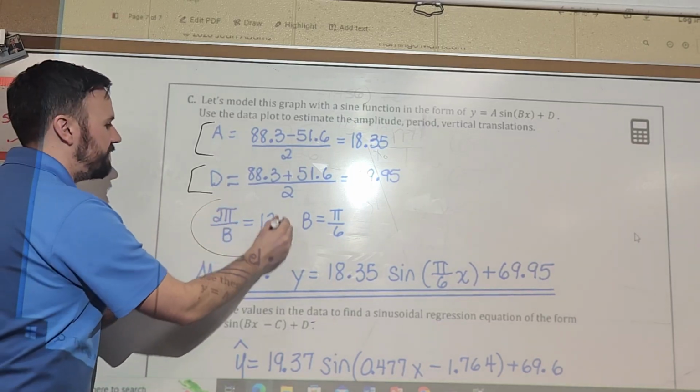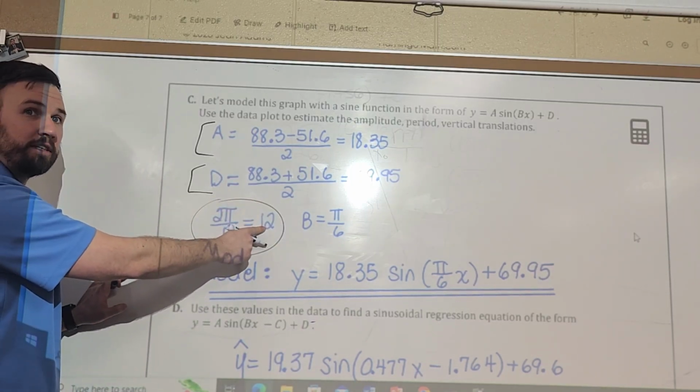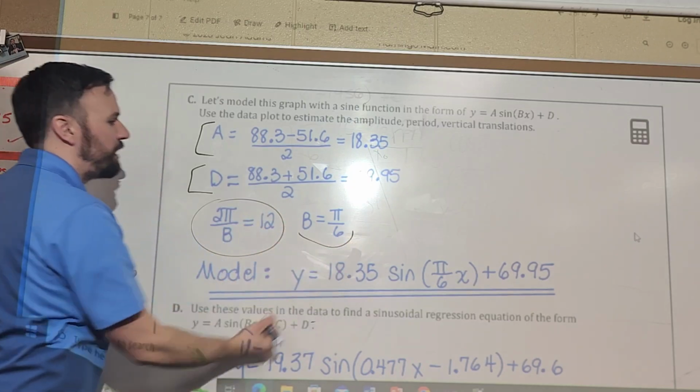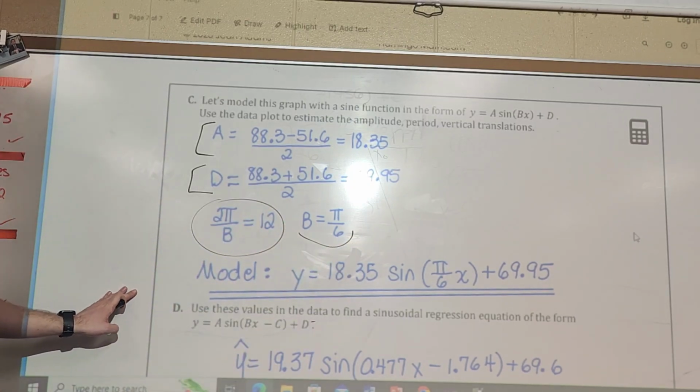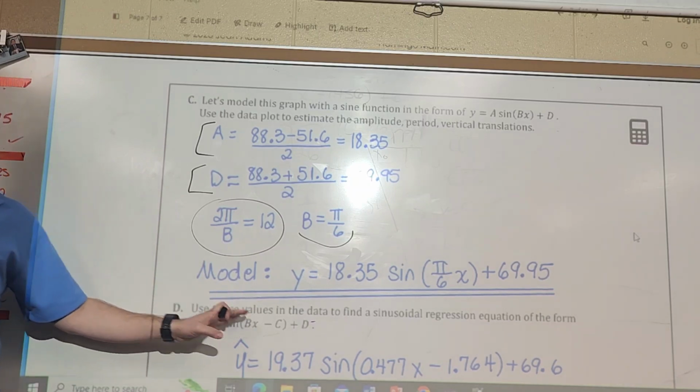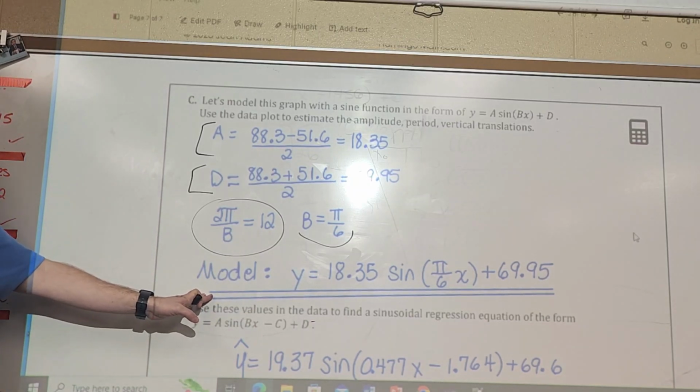2 pi over B is 12 because it's 12 months. And B is pi over 6. And that would be my equation. Like we're pretty good at this, right? I think you guys have been doing a really nice job with this.